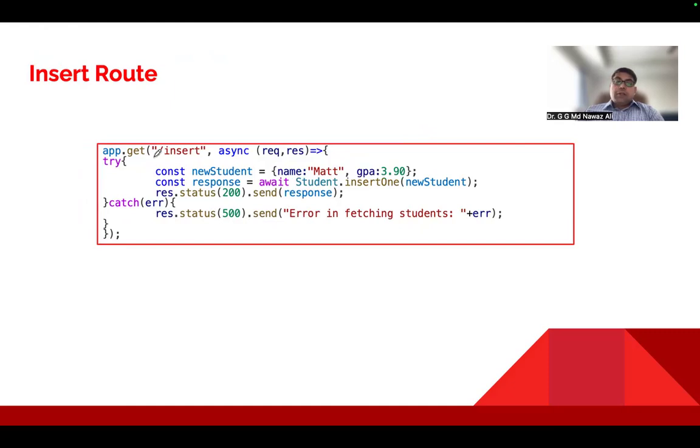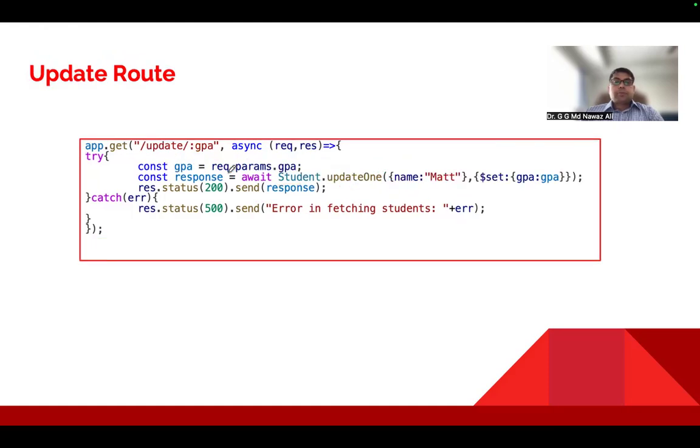Next, if you want to insert, let's say that you want to insert a student. We just create a hard-coded student here because we don't have the front-end part connected yet. So we just create a new student, and then we write insertOne and pass the new student object in the student model. And then it sends the response if it is successful, otherwise it will send the error.